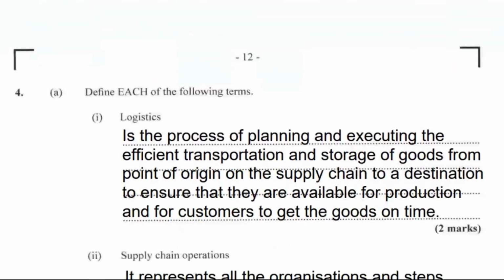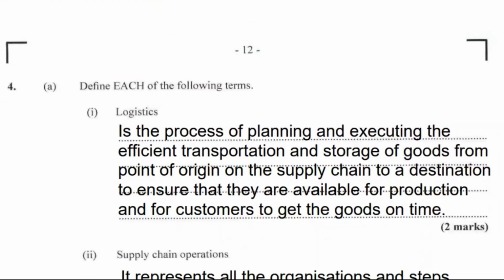All right, so let's look at what logistics is. It is the process of planning and executing the efficient transportation and storage of goods from the point of origin on the supply chain to a destination to ensure that they are available for production and for customers to get the goods on time, right? So you need to work out the most efficient route or way of getting the goods to the consumers, basically, right? And that's 2 marks. So you don't have to have your answer exactly like mine, but at least you must ensure that the key things are there, right? So it's all about efficiently transporting the goods and a way to store it as it moves along to the final consumers.